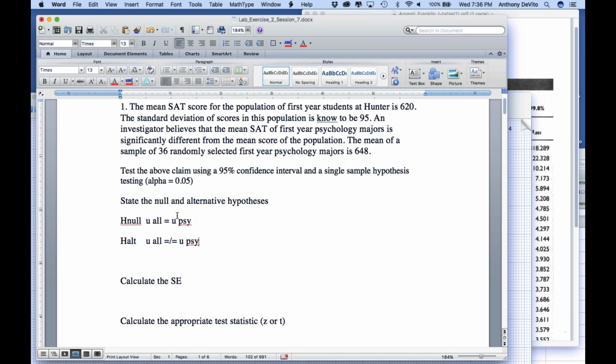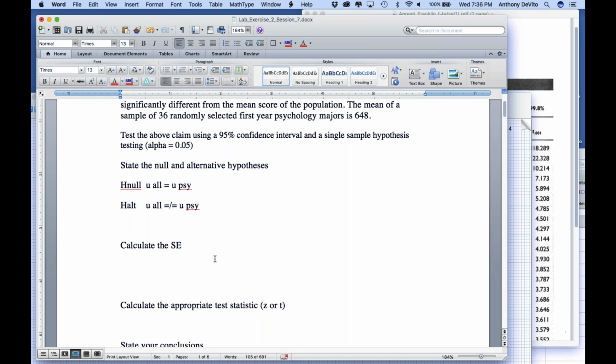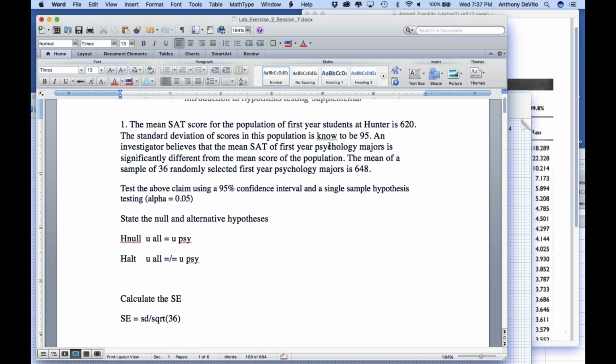So this is a single sample t-test. So I am going to be comparing the two means to one another. So the first thing I want to calculate is the standard error that I'm going to need in order to calculate the t-score. Okay, so my standard error is equal to the standard deviation divided by the square root of the sample size. Sample size is 36. Now, what's my standard deviation? Well, I know my standard deviation.